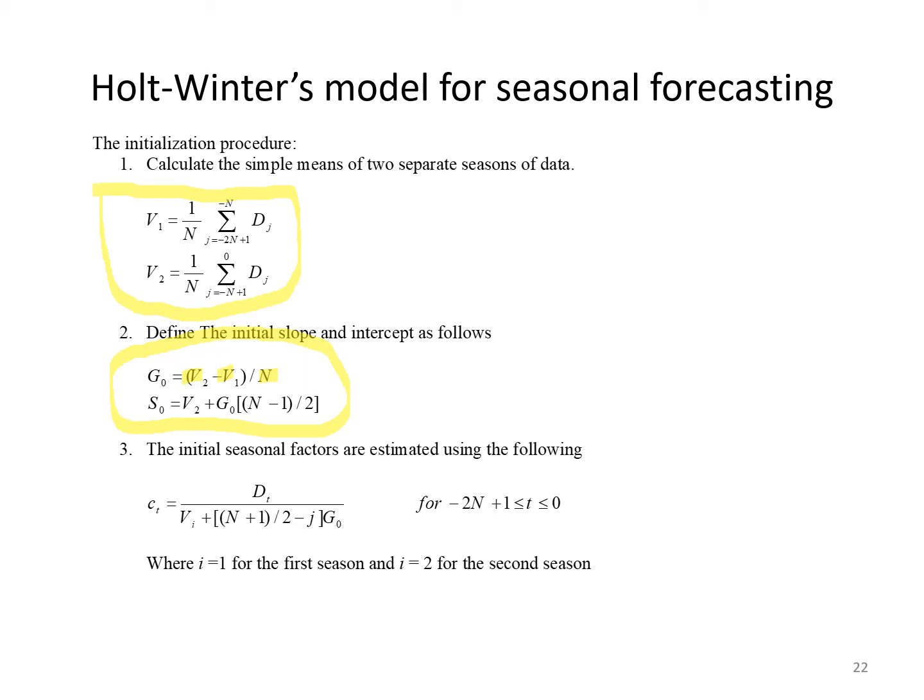Here, the value is again the initial estimated slope value. Similarly, we have another equation for calculating the initial estimated intercept value. What remains is now we need initial values for what? Initial values for the seasonal factors, and they are calculated using this equation. Now, we are going to see how this is done through an example in the next slides.